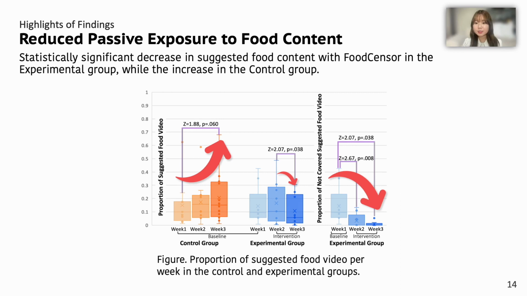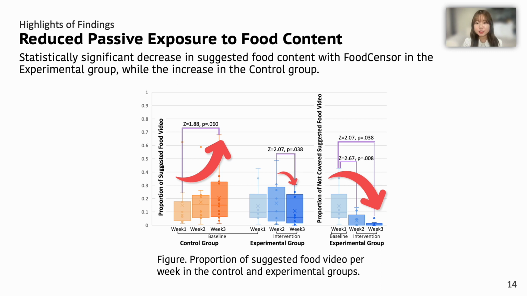As the food video consumption decreased in the experimental group, we noticed a corresponding reduction in the number of suggested food videos on YouTube when FoodCensor was employed. The figure depicts the proportion of suggested food videos per week in both the control and experimental groups. The middle blue bars represent all suggested food videos, including those covered by FoodCensor and those not.